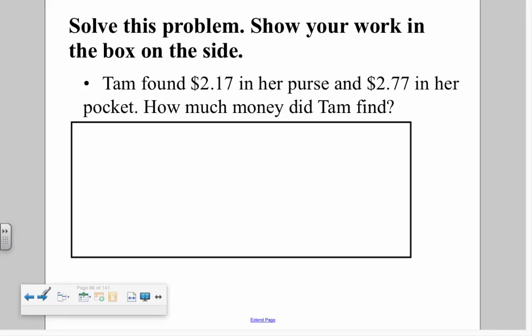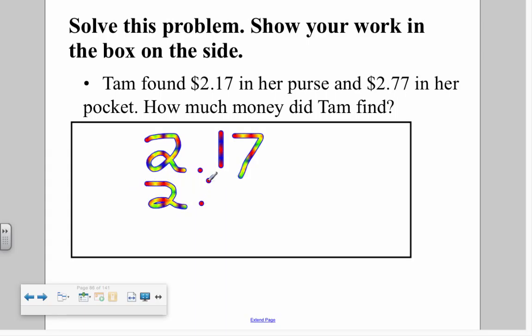Tam found $2.17 in her purse and $2.77 in her pocket. How much money did Tam find? What do we need to do with that? What operation? Add, subtract, multiply, or divide? If you said add, you are correct. How do you add together decimals again? If you said you need to line up the decimals, you are right. So I need to line up the decimals, and then I simply add as normal.